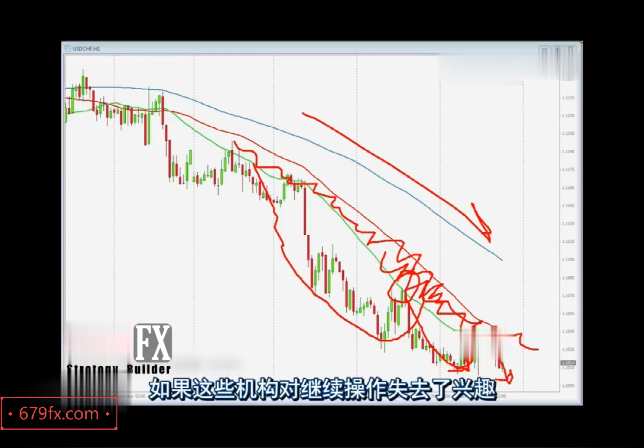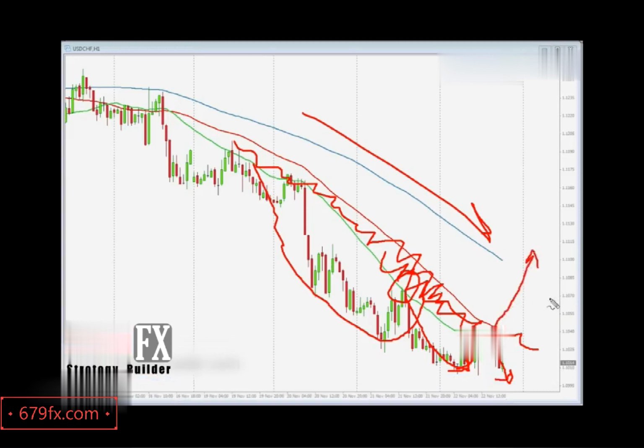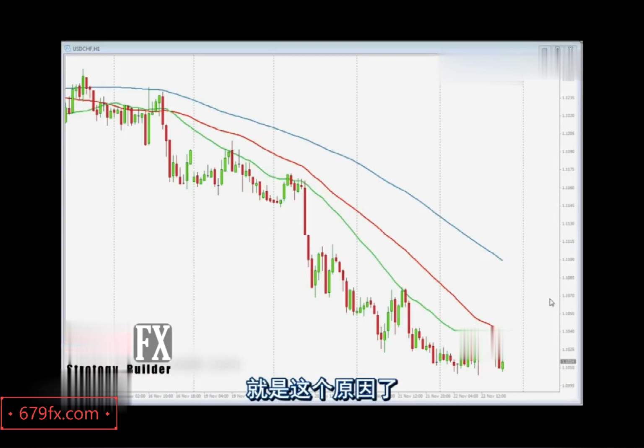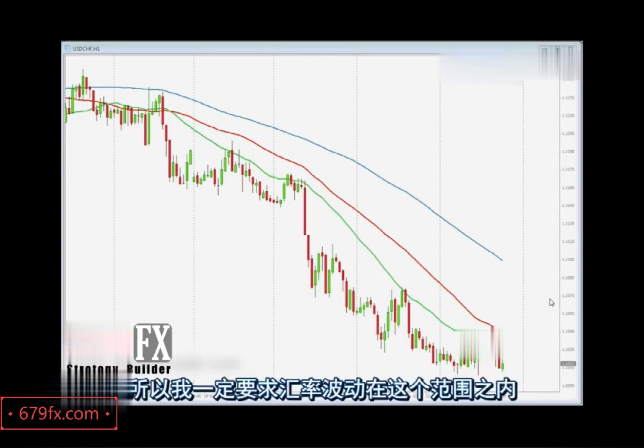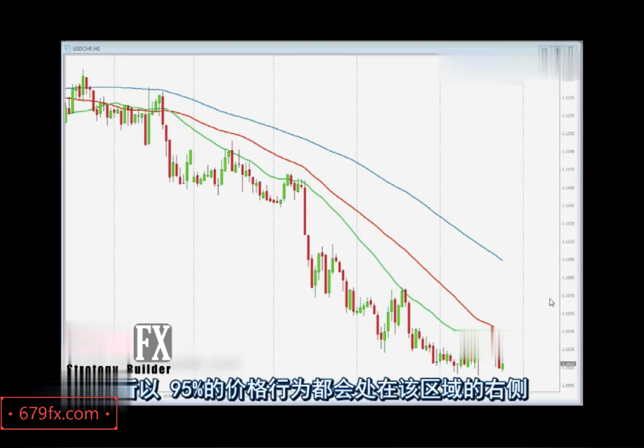Otherwise, if the institutional players have lost interest in this currency pair, price, on the other hand, will continue moving up. So that's basically the reason why I like to keep an area on the dynamic area of support and resistance. It's a decision-taking area, where, if the trend is to survive, most of the swings should spring off that area, and therefore 95% of the price action will be contained on the right side of that area.